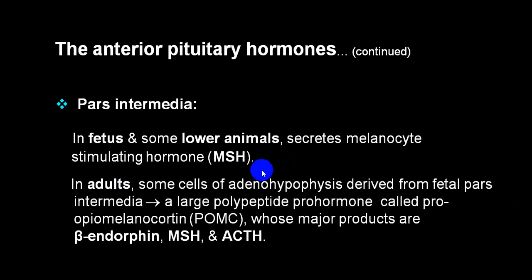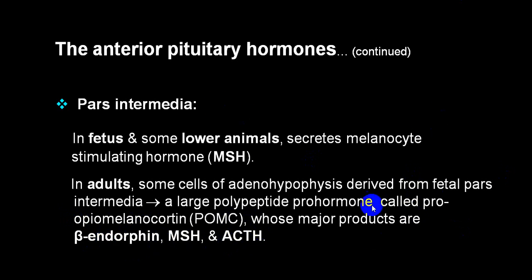In adults, some cells of the adenohypophysis are derived from the fetal pars intermedia. Those are called pro-opiomelanocortin, POMC: pro, P; opio, O; melano, M; cortin. So they will secrete endorphin, that is opioid; MSH, that is this M, melano; and C for corticotropic, ACTH.